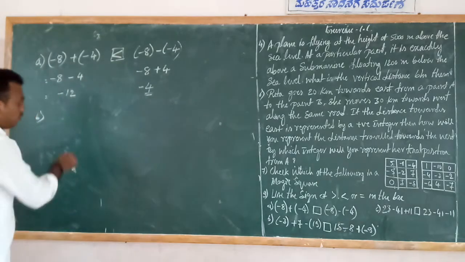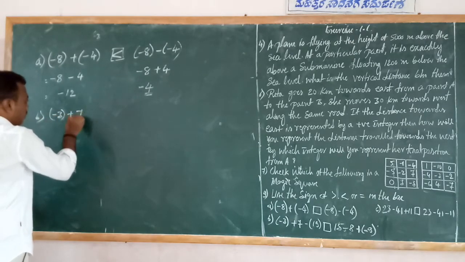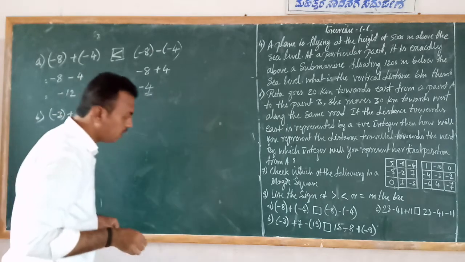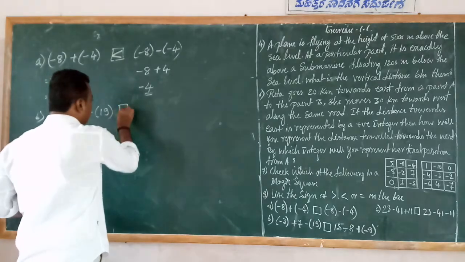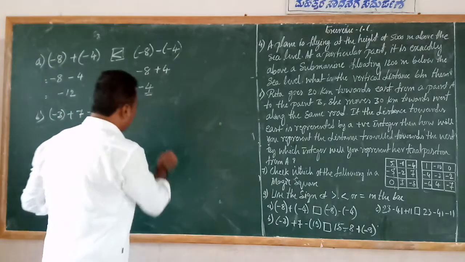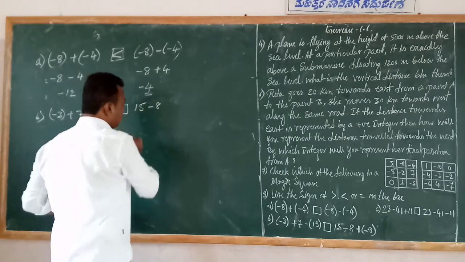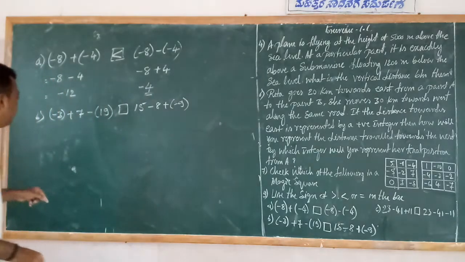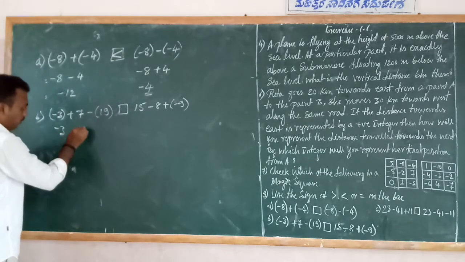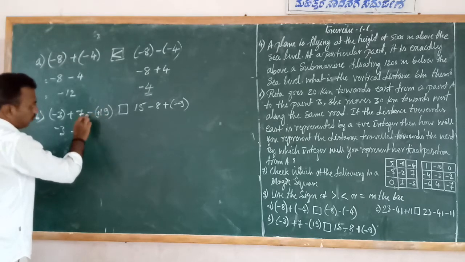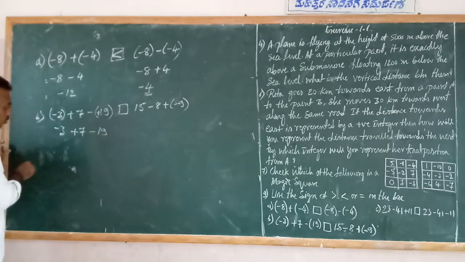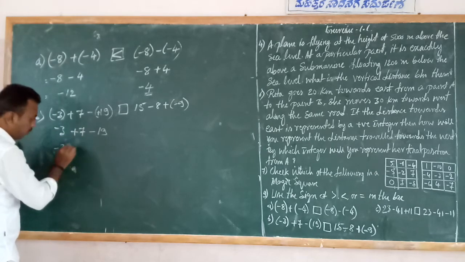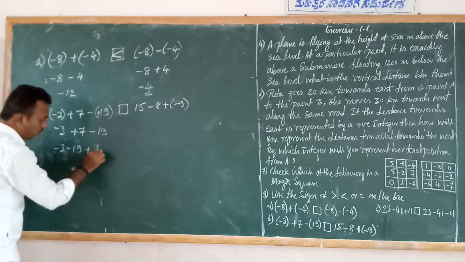Minus 3 plus 7, and minus 19, box, 15 minus 8 plus of minus 9. See students, minus 3 I will write as it is, plus 7 as it is, and plus minus into plus minus 19. Now first we have to separate the negative numbers and the positive numbers. Minus 3 and minus 19 I will write on one side, and the positive number on another side.